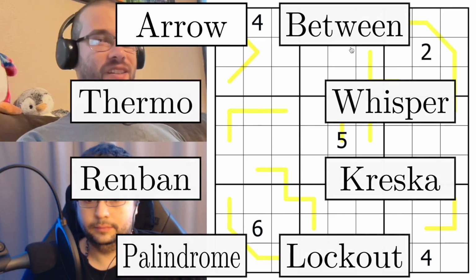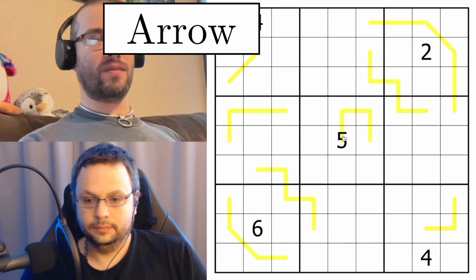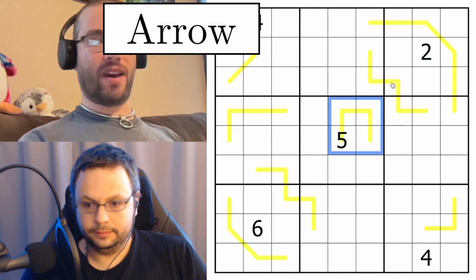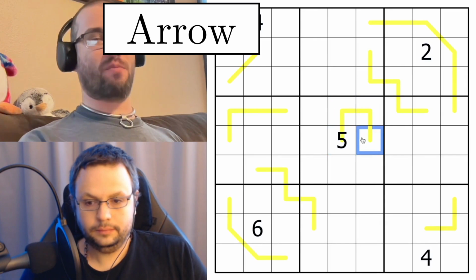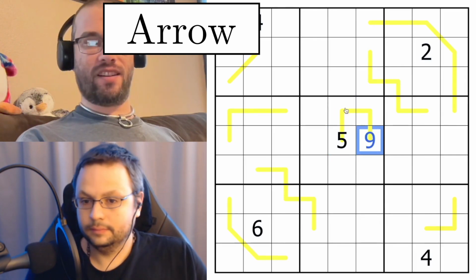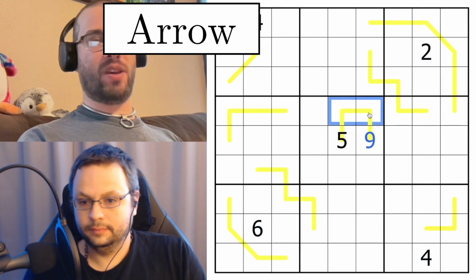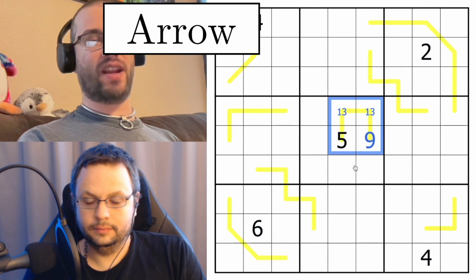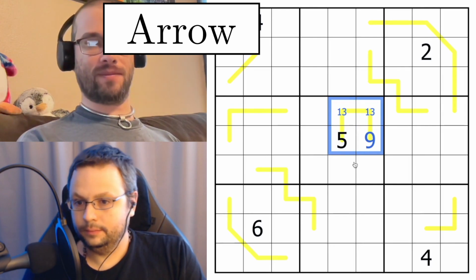The first constraint is an arrow constraint. On an arrow line, a digit at one end of the line must be the sum of the digits along the rest of the line. So if this were a 9, these could be a 1 and a 3. And this would be a valid arrow fill for this line.